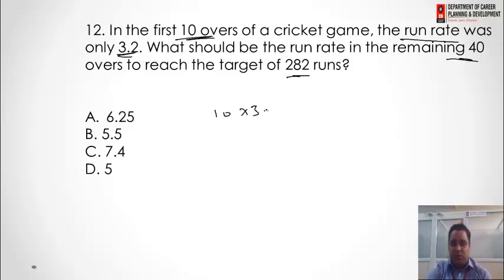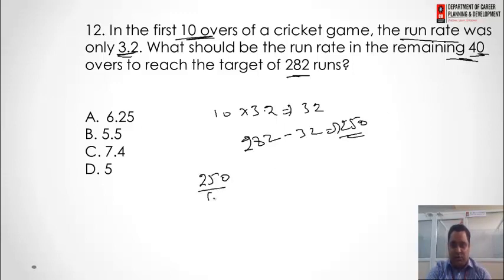That means the runs scored in the first 10 overs is 32, that is 10 multiplied by 3.2, and out of 282, 32 runs are already scored. It means the left score is 250, and to score this 250 we have 40 more overs. To have that score, the average required is 250 by 40. That is the answer, that is 6.25. That is option number A we have as a solution for this question.